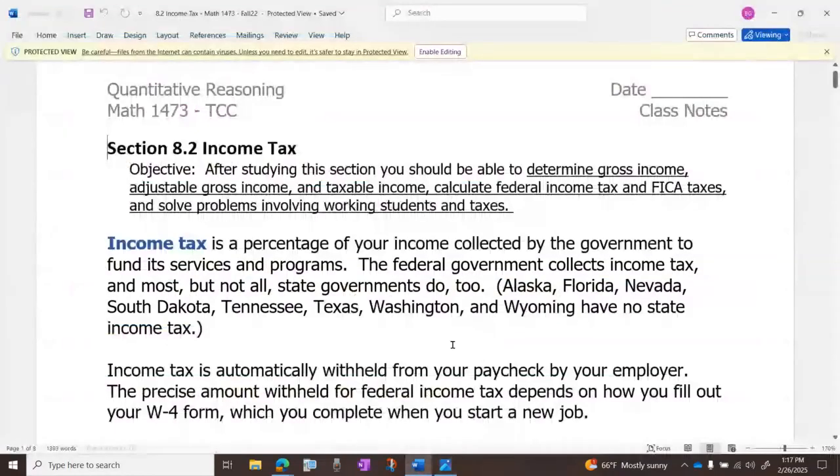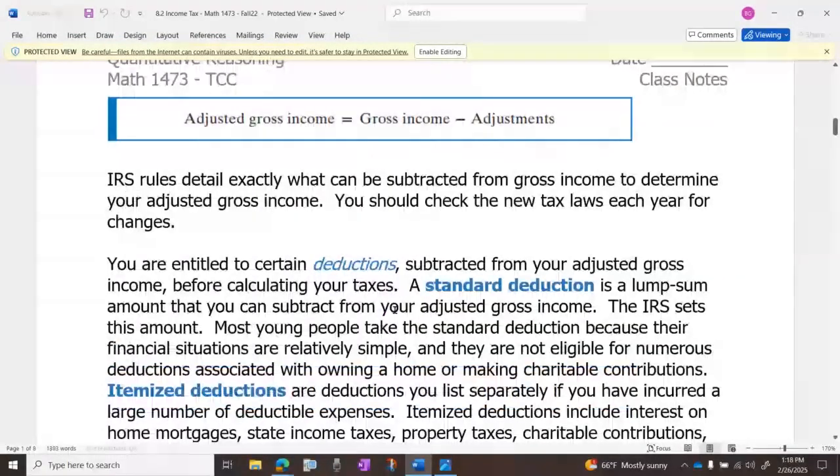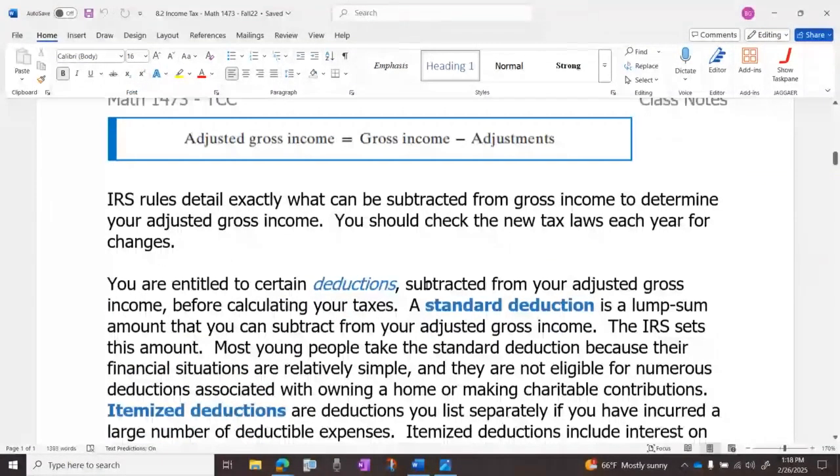All right, so let's practice that. We do one thing at a time, okay? The first thing we do today is to find taxable income.